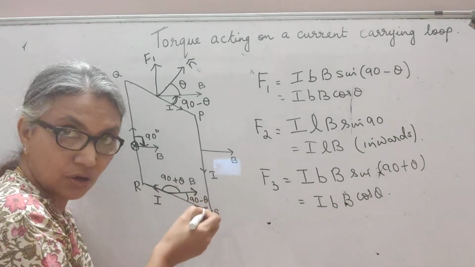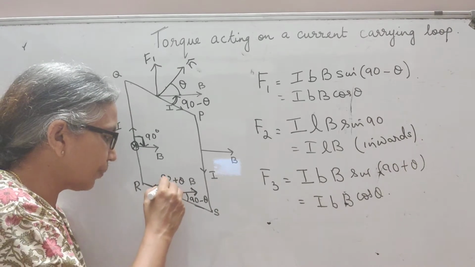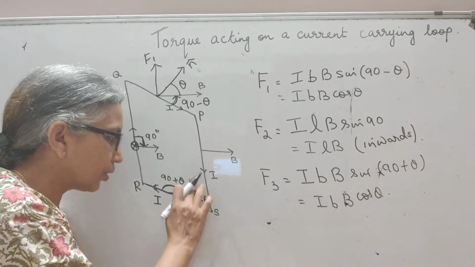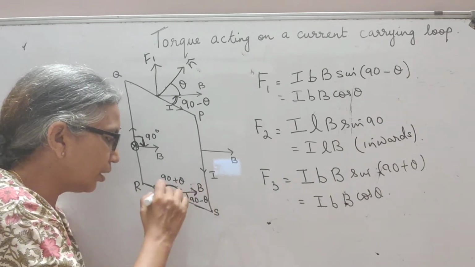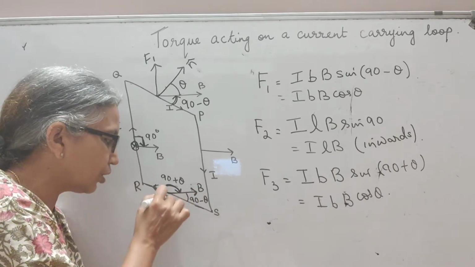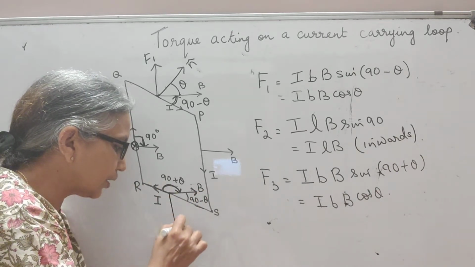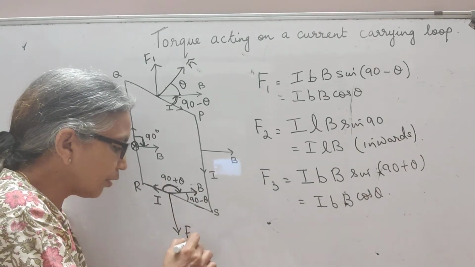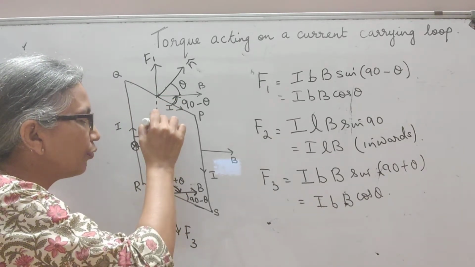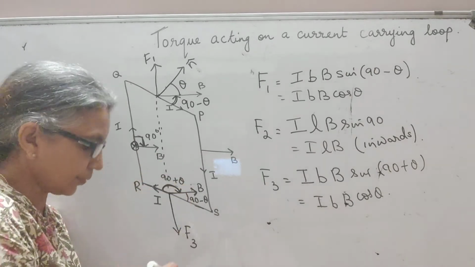So L cross B. So as you turn from L to B, we are turning, this is the capital B, okay? This is the magnetic field B. So as we turn from L to B, we are turning in the clockwise direction. And because of that, we see that F, this is F3, which is coming down. So this is in the same line of action, like this.